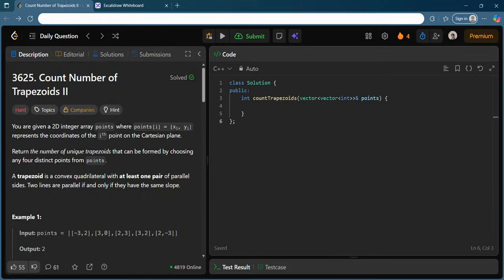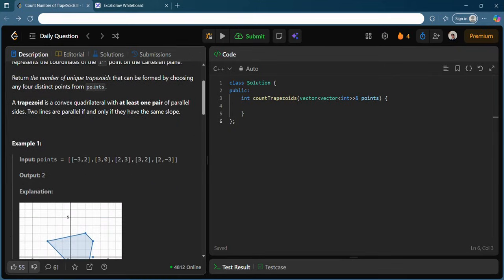Count the number of trapezoids 2. You are given a 2D integer array points where points[i] is something like xi, yi represents the coordinates of the points on the Cartesian plane. Return the number of unique trapezoids that can be formed by choosing any 4 distinct points from the points, and a trapezoid is a convex quadrilateral with at least one pair of parallel sides. Two sides are parallel if and only if they have the same slope.